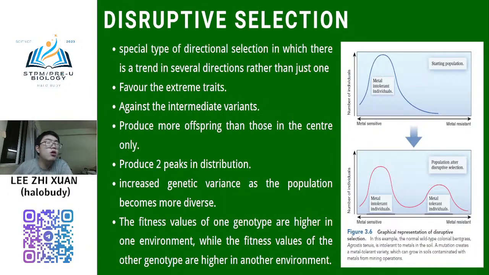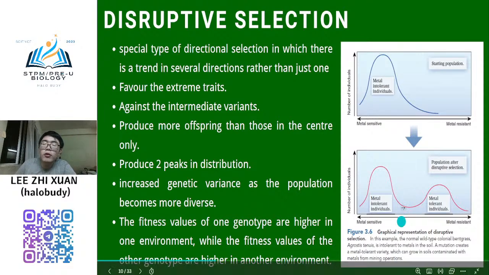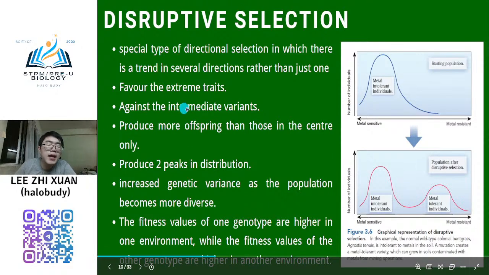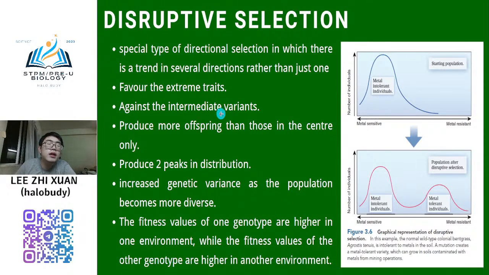Now next we go to disruptive selection. Normally, disruptive selection, if you look at the normal graph, it will eliminate the intermediate characteristic. It acts against the intermediate characteristic, meaning this kind of organism will favor the extreme trait.